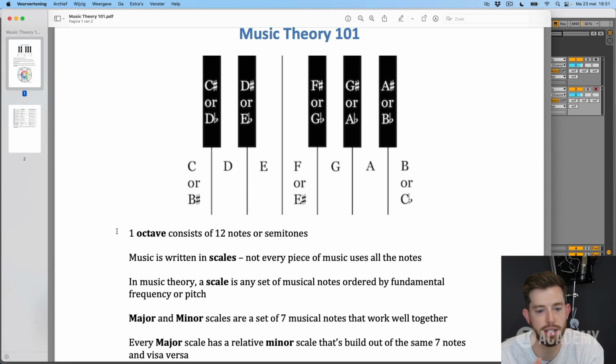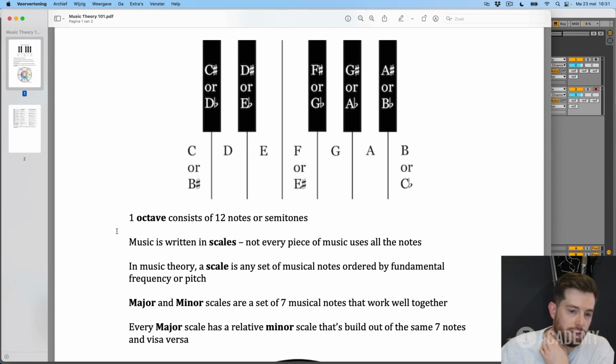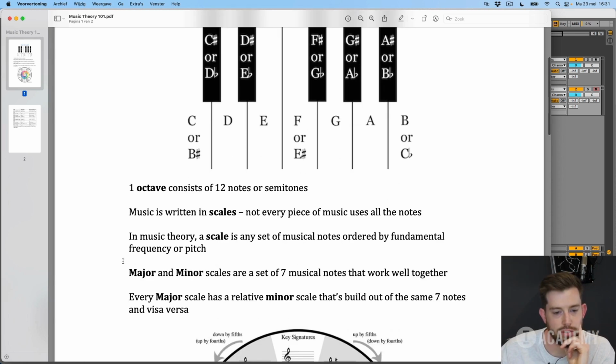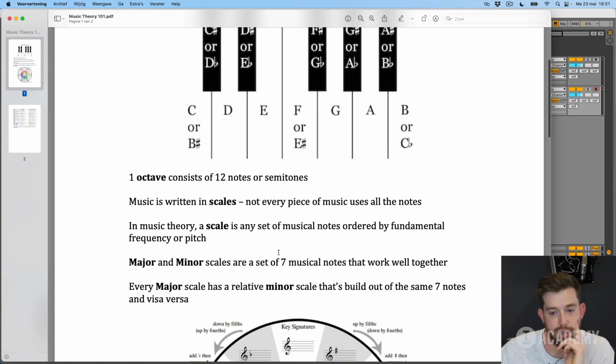And usually music is written in scales, and not every piece of music uses all 12 notes. So a scale is basically a collection of notes that work well together. You have all sorts of scales, but most of the time we use the major and minor scales, and those are sets of 7 musical notes that work well together.